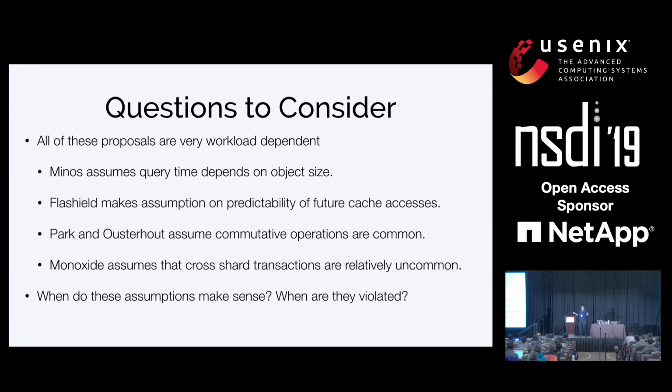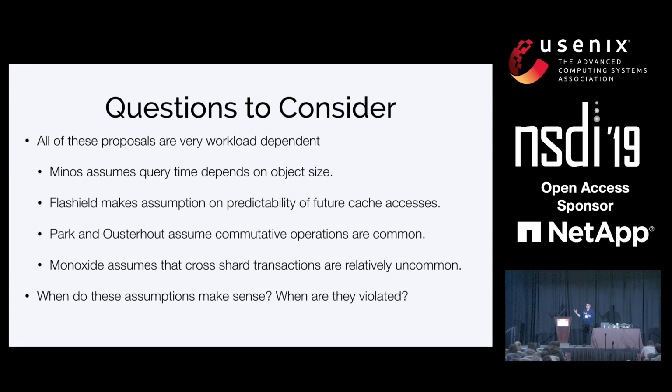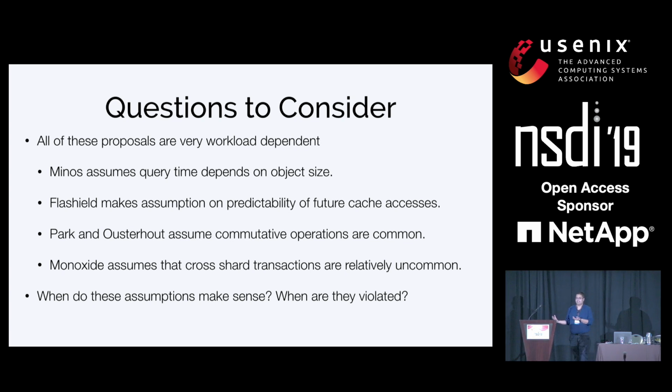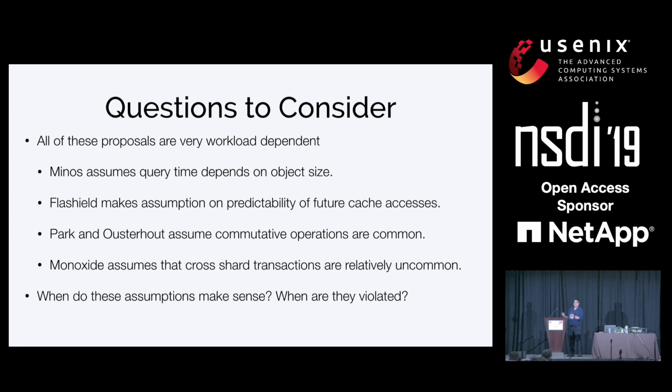Do they make sense for a large set of the workloads that people are talking about? And when are they violated? And what happens? What's the worst case that happens when they're violated? So for example, for some of these papers, when these assumptions are violated, the performance will actually be significantly worse than doing the naive thing today. So it's worth thinking about where the trade-off lies there. And finally, is there a way to solve some of these problems without these assumptions?